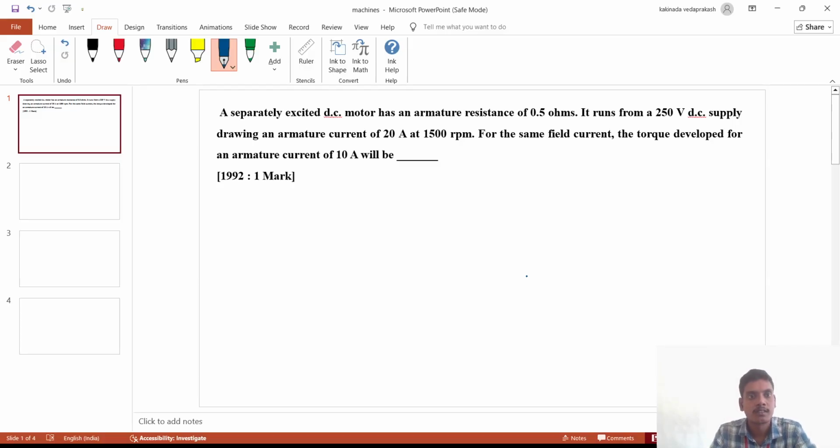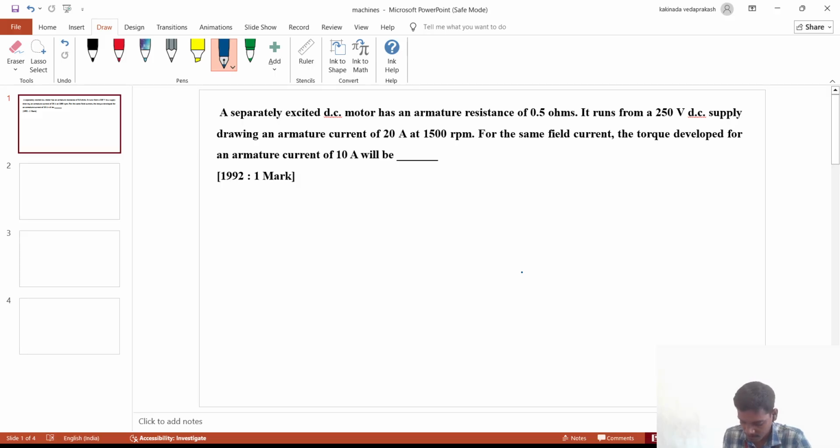Today we will try to discuss one of the previous year GATE questions from DC Machines. Here we can see the previous year GATE question. I will read out the problem first. A separately excited DC motor has an armature resistance of 0.5 ohms. It runs from a 250 volts DC supply, drawing an armature current of 20 amps at 1500 rpm. For the same field current, the torque developed for an armature current of 10 amps will be?